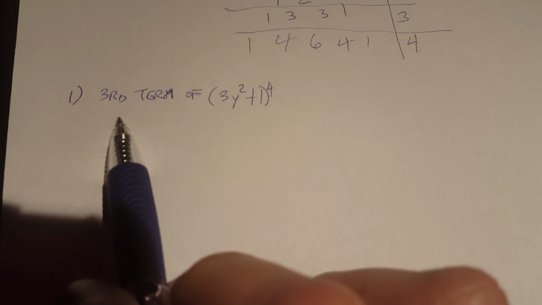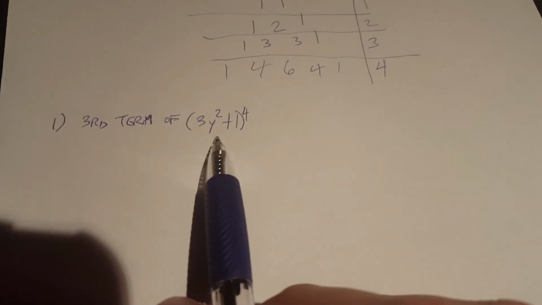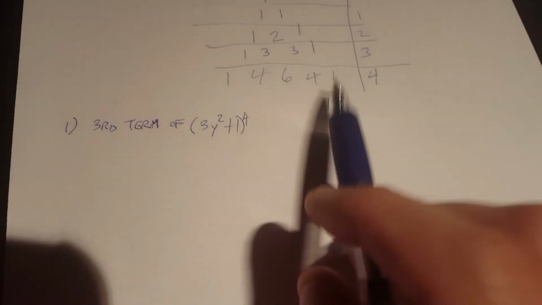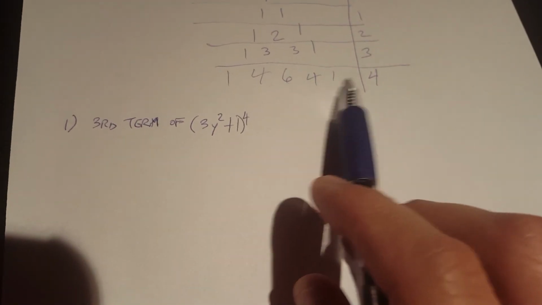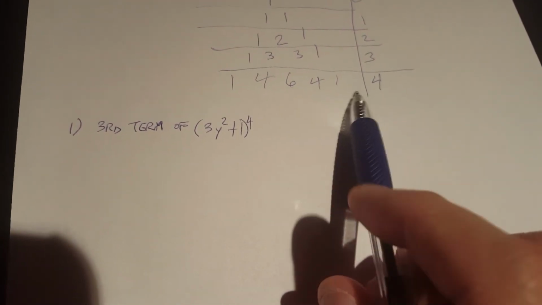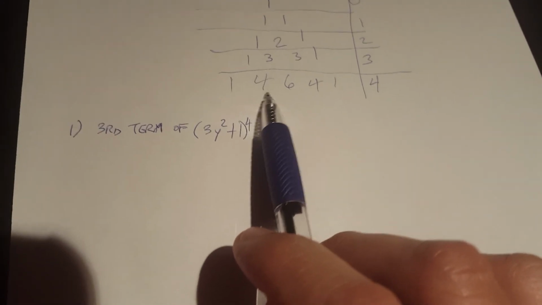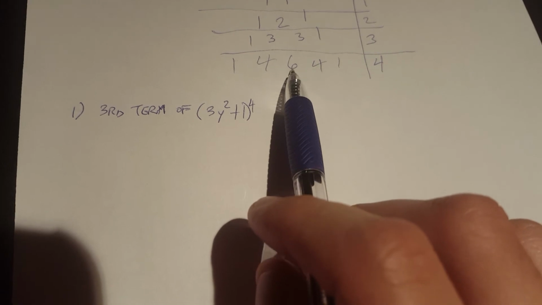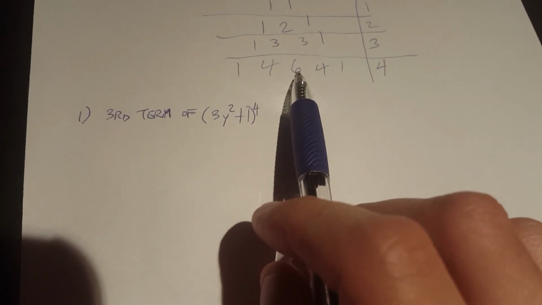Okay, so back to number 1. All we want is a third term here. In this case, since this whole thing is to the 4th power, we're still using this because we need to know what term we're talking about. We want the third term, so that means that we're going to use this third one, which is going to have a coefficient of 6.